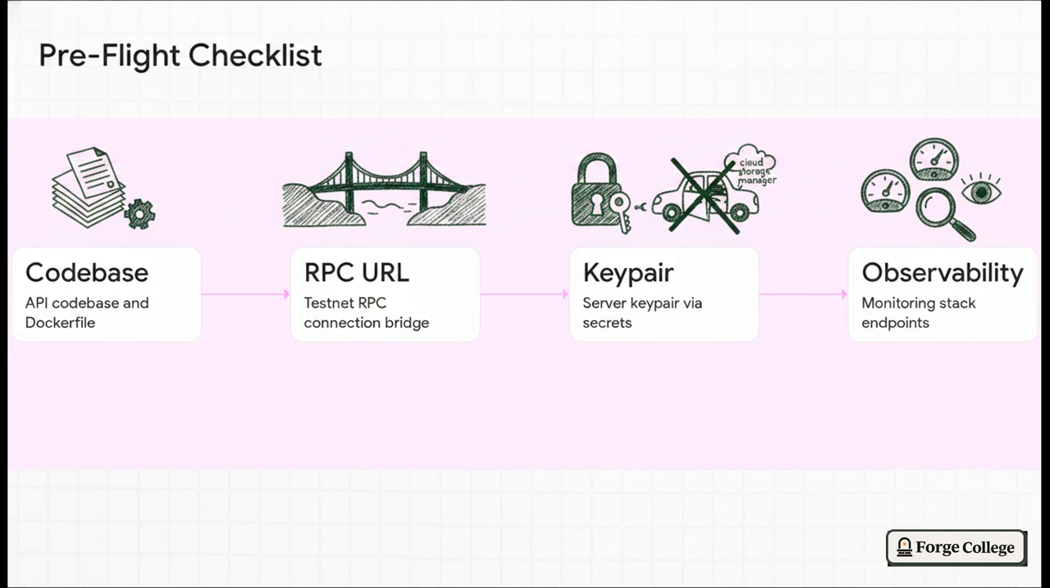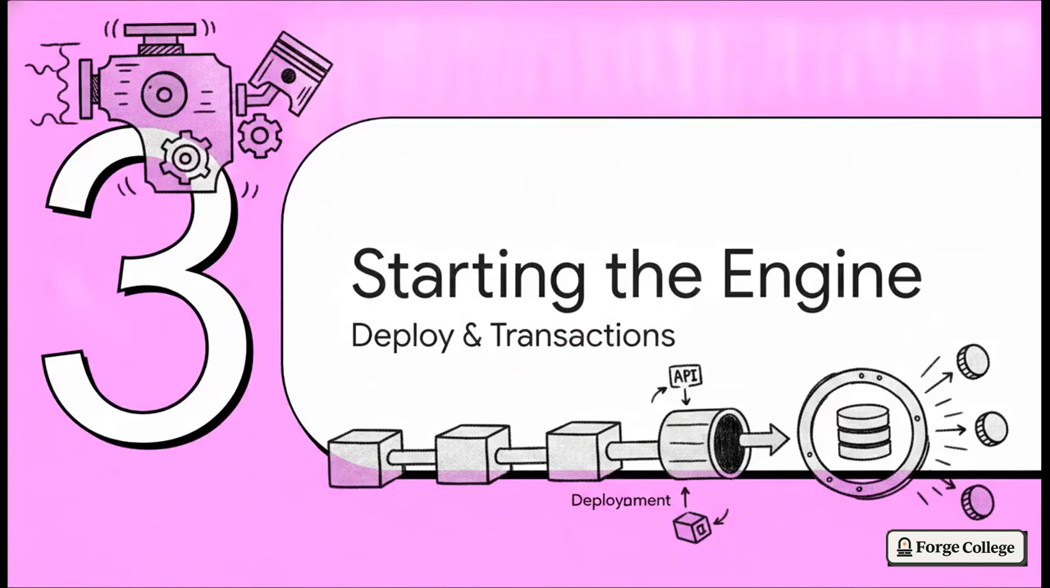Now, listen to me very closely on this one. Do not, under any circumstances, commit that server key pair to source control. You must strictly use a secrets manager or environment variables. Seriously, committing private keys to GitHub is the exact equivalent of leaving your brand new car running, doors unlocked, with the keys sitting right there on the dashboard. Just don't do it.